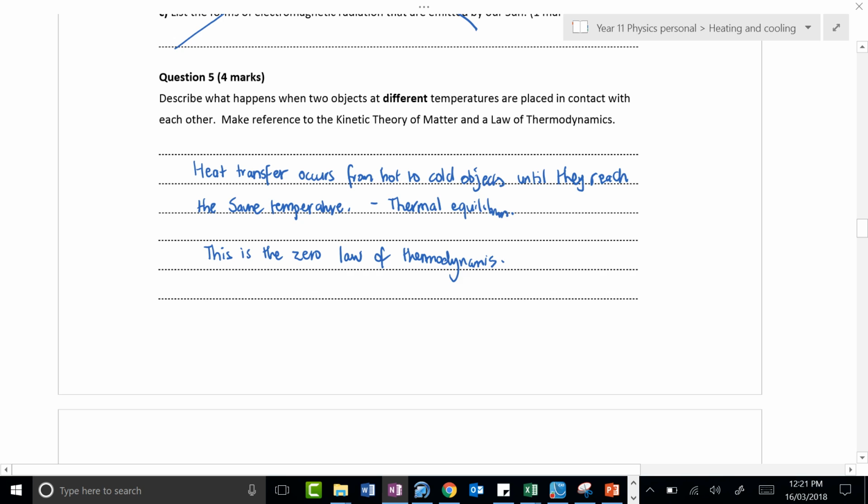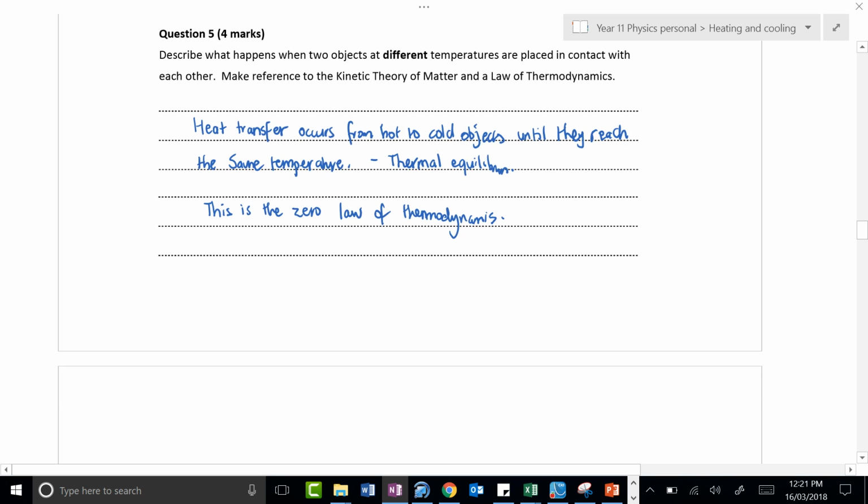Now, what does kinetic particle theory suggest? For the kinetic particle theory, we've got 4 marks. So we've probably got 2 marks for getting close to that, or probably even 3 marks.